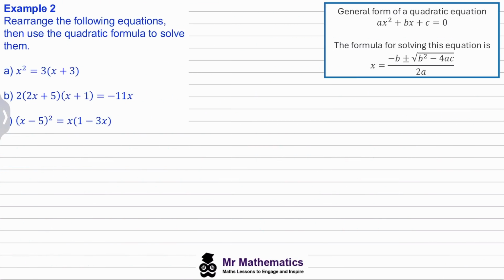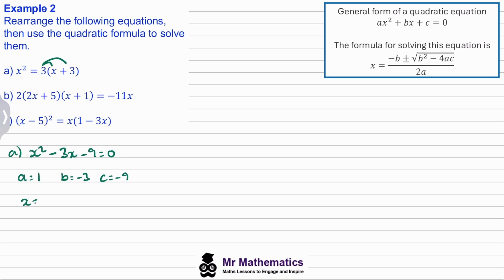Okay, so I'll work through question A, and then you can try questions B and C. If we begin with question A then, to use the quadratic formula, we need the quadratic to equal 0. So we need to move these terms over to the left-hand side. So we'll have x squared minus, expanding this out, 3x, and then minus the 9. So you can see that a will equal 1, b will be negative 3, and c will be negative 9.